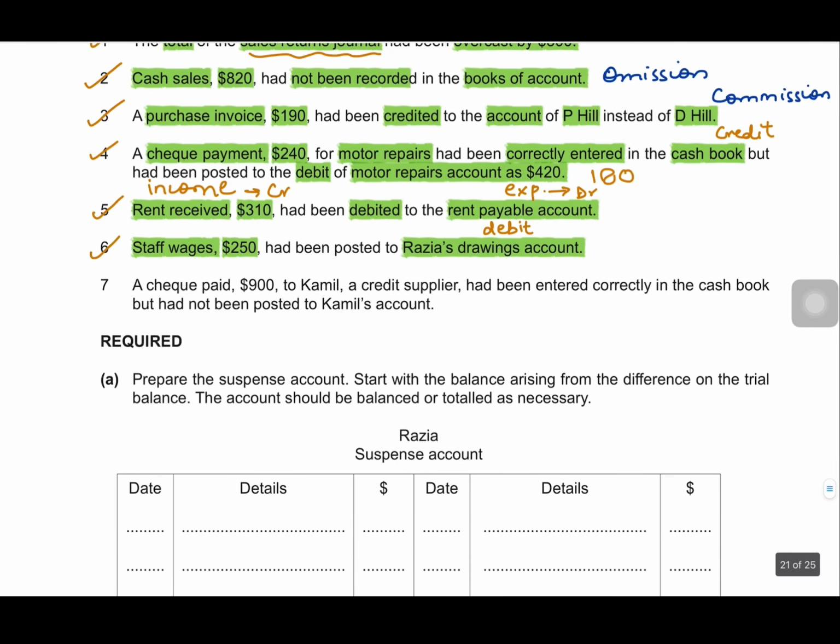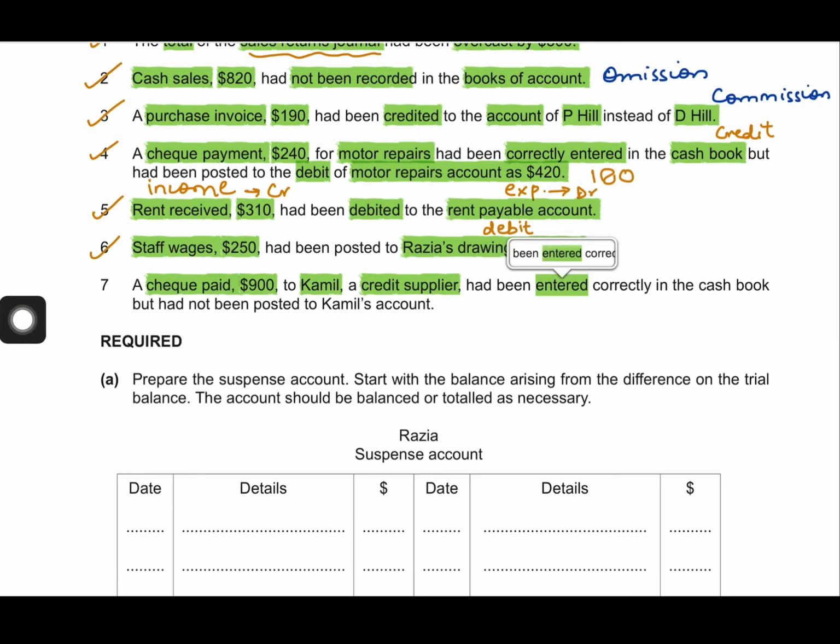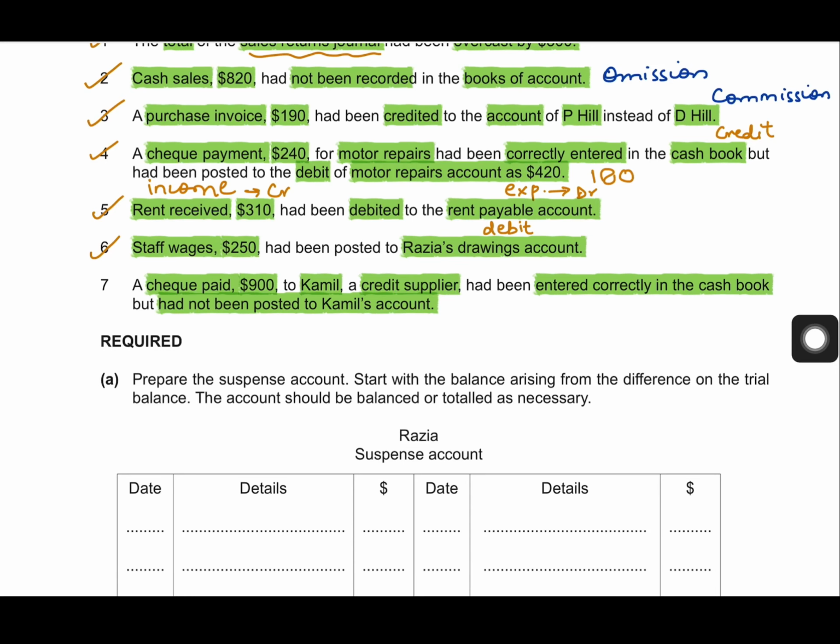Okay, moving on. Last error. A check paid 900 to Kamil, a credit supplier. A check paid means bank credit and Kamil should have been debited. Had been entered correctly in the cash book. Very good. So cash book has been correctly credited but had not been posted to Kamil's account. So again the double entry is not complete in this transaction. We haven't debited Kamil's account.